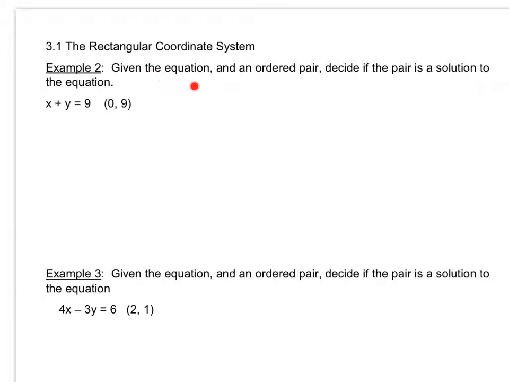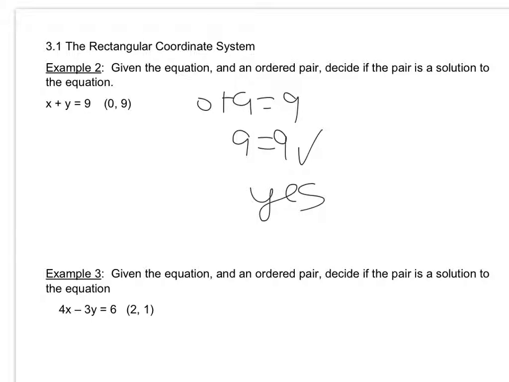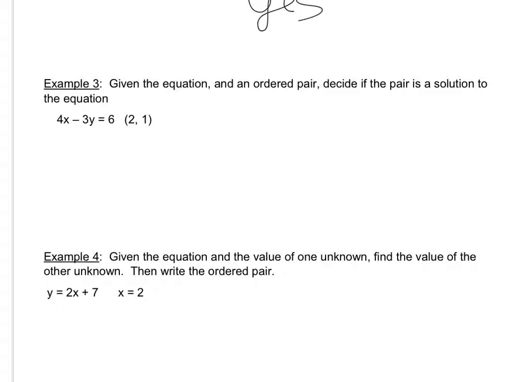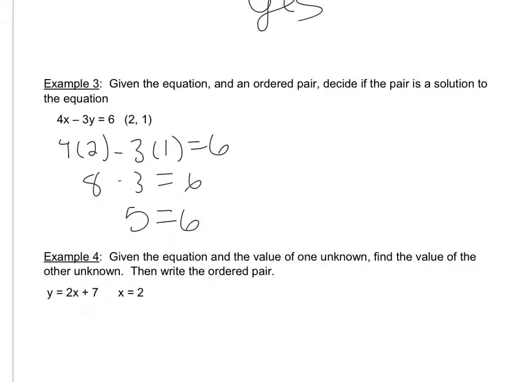So, it says, given the equation and an ordered pair, decide if the pair is a solution to the equation. Okay? So what that means to do is plug it in. 0 plus 9 equals 9. 9 equals 9. Check, so yes. Okay, let's look at the next. Here we have 4 times 2 minus 3 times 1 equals 6. 8 minus 3 equals 6. 5 equals 6. No, so no, it is not a solution.